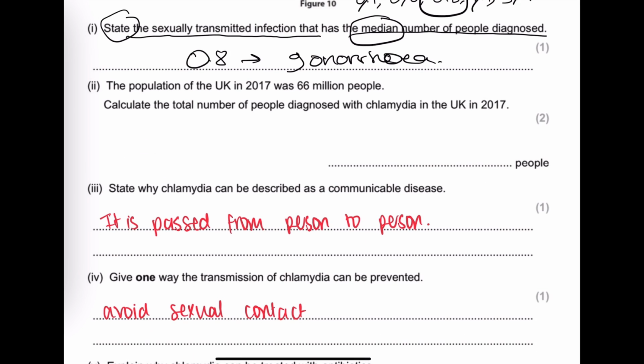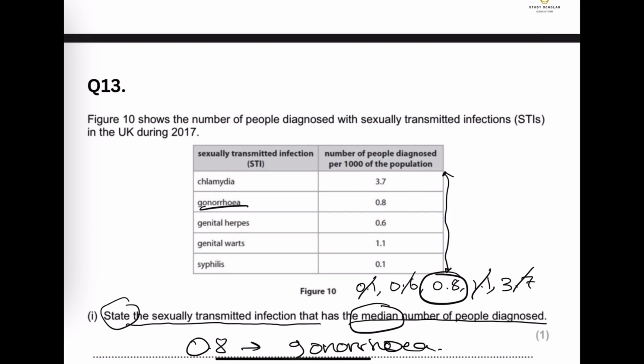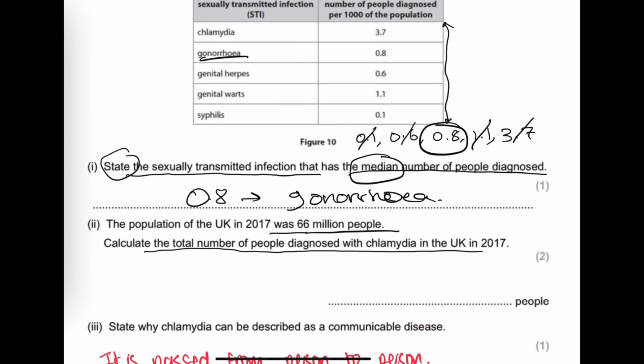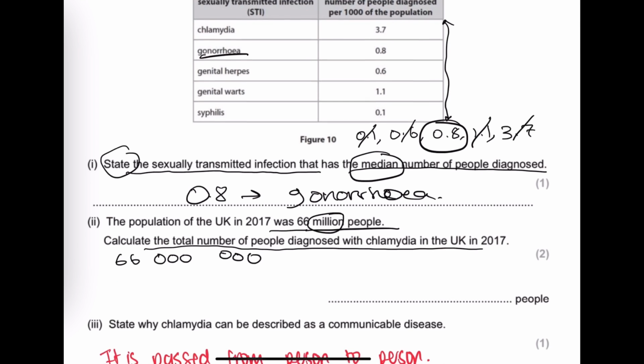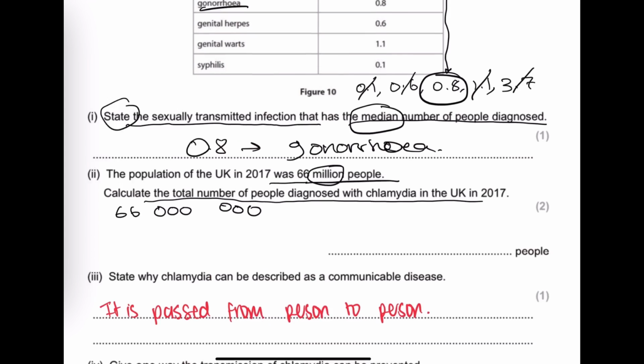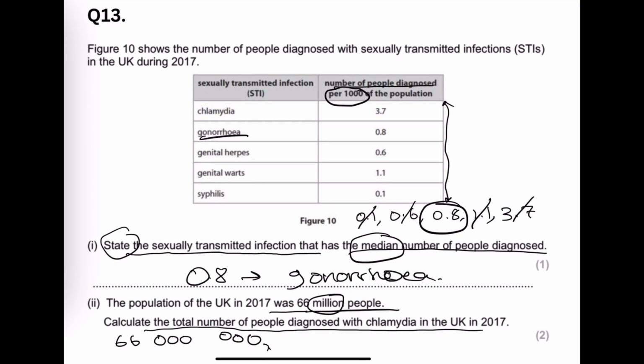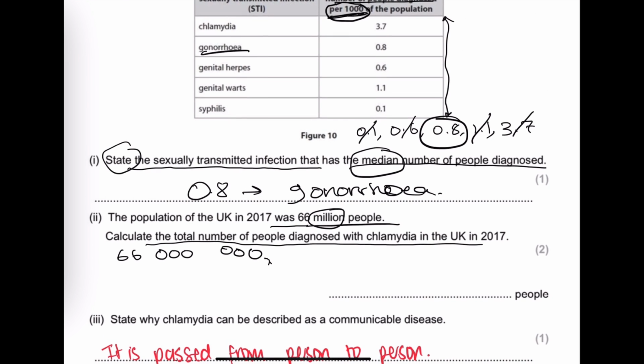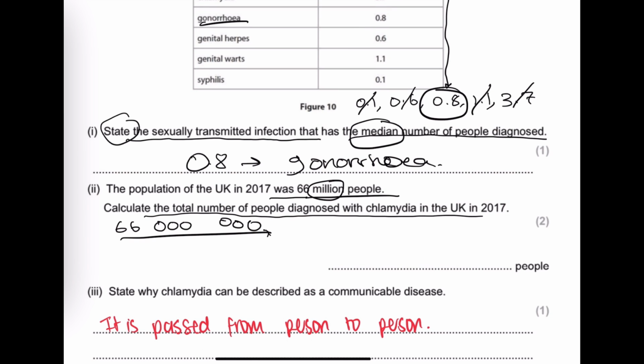The population of the UK in 2017 was 66 million people. Calculate the total number of people diagnosed with chlamydia in the UK in 2017. So how we do this is that we do 66 million. Let's convert that so that it's in numbers. So 1, 2, 3, 1, 2, 3. And we will just divide this now by, because this is number of people diagnosed per thousand, so we need to make sure our number is the same so that we can actually use it on the table. They always use that to trick you out, so make sure you read what units they want it in. So divide this by 1,000. This will be 66,000.